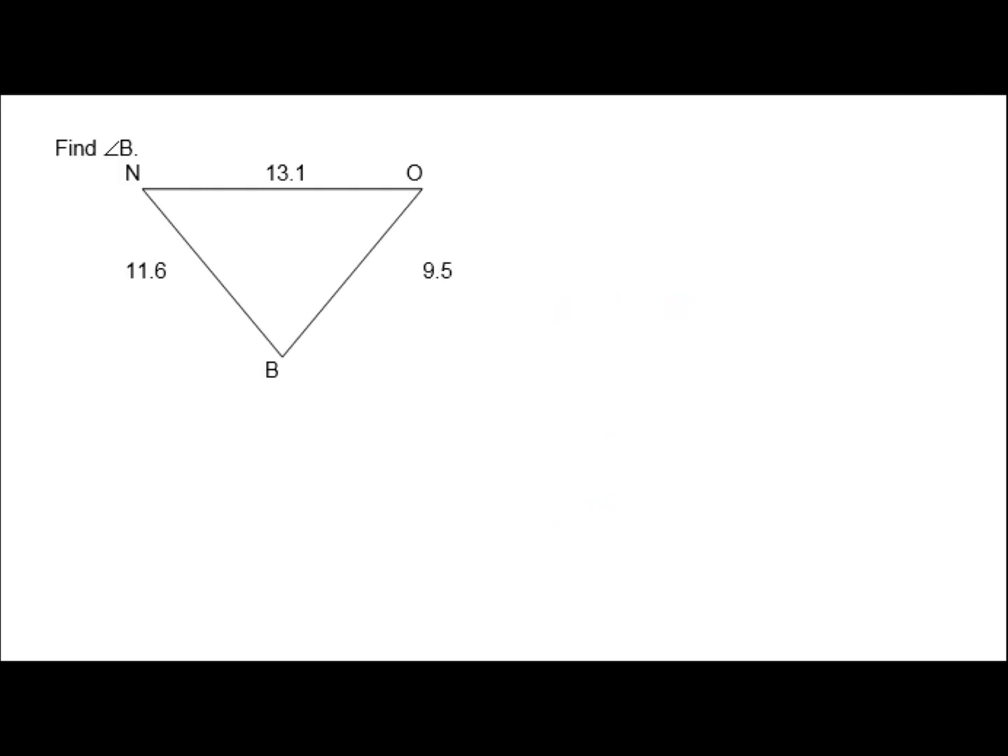All right, example 2. We're looking for angle B. That's angle B right there, this angle. Now we have 3 sides. We have A, B, and C.